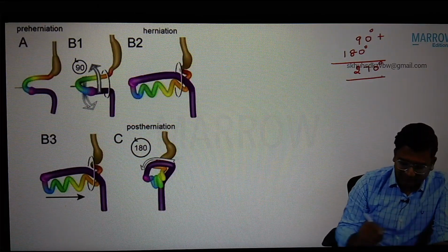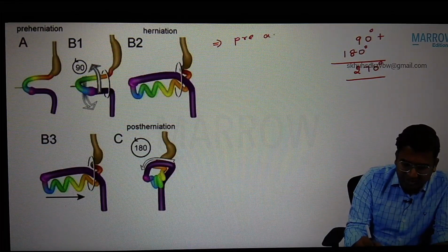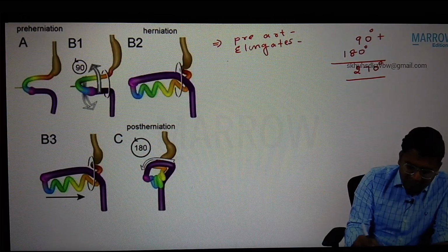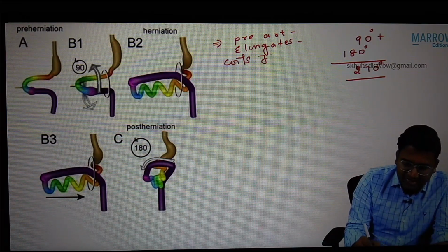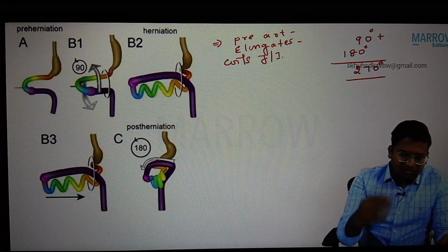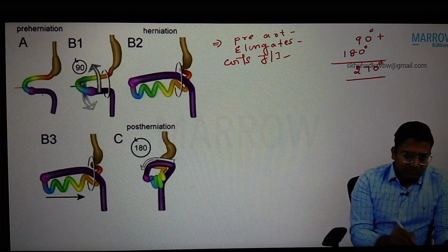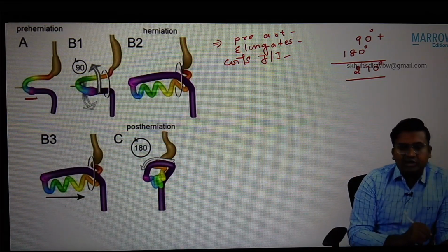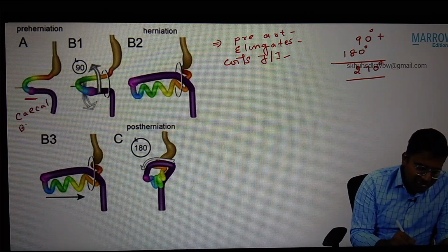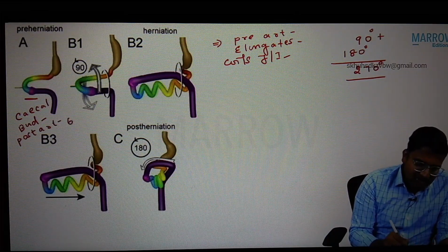Now, come to the diagram. Now, the pre-arterial segment elongates and forms the coils of jejunum and ileum. Because jejunum and ileum are very long loops, no? Yes, now the pre-arterial segment elongates and forms the coils of jejunum and ileum. Now see the post-arterial segment. In the post-arterial segment, you are seeing one bud there that is called the cecal bud. Now the cecal bud appears in the post-arterial part at the 6th week.